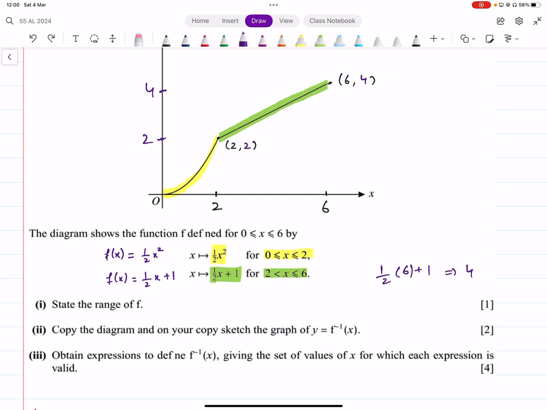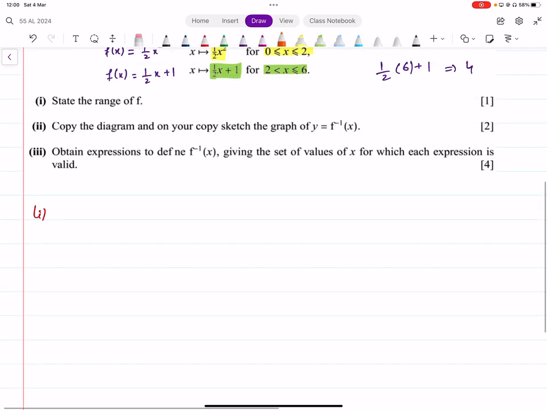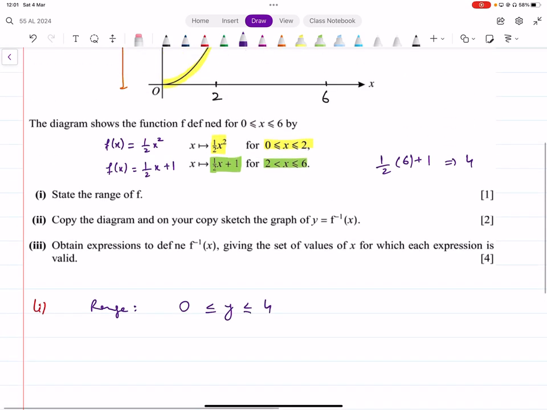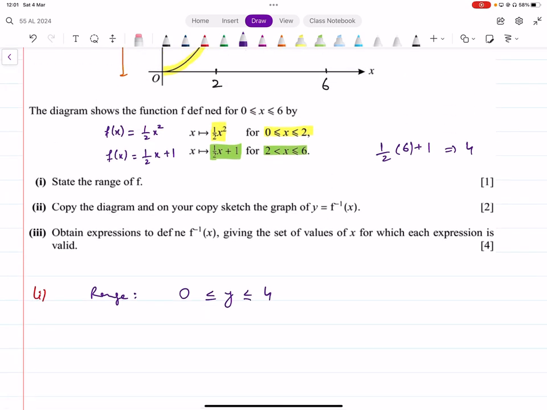So what's the range now? Range is the values of y that the function can take. That's from 0 to 4. So we would write here that the range of f is y between 0 and 4. This is the range of the function. Make sense?